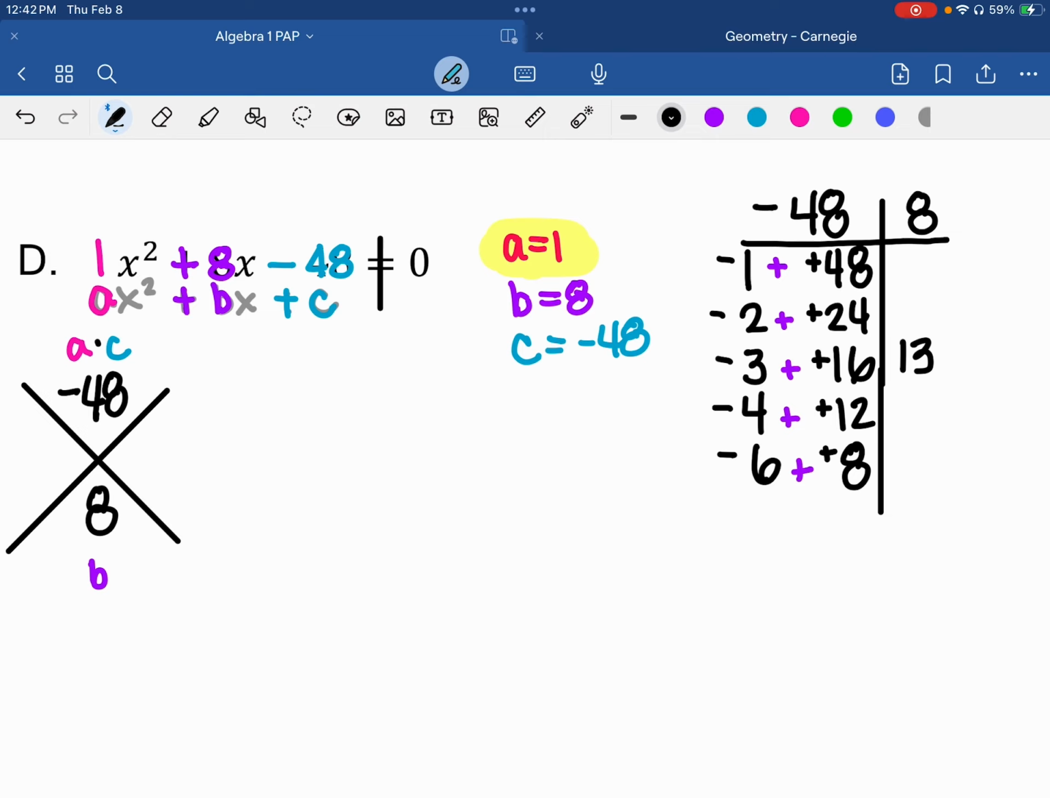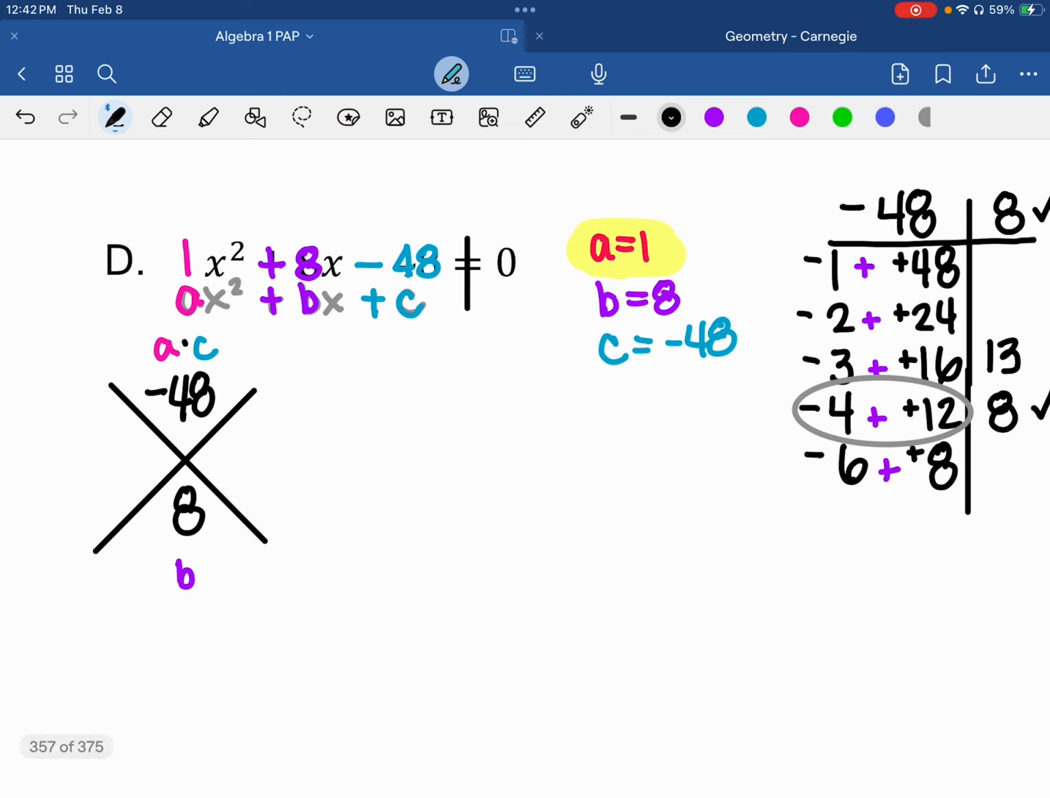So now I have to play the game of should I go up or should I go down in my table? I think I'm going to try the one below it. There it is. Negative 4 plus 12 is 8. And I'm going to take these two right here and place them into my box as my factors. One goes on one side, one goes on the other. Does it matter? No, it does not.